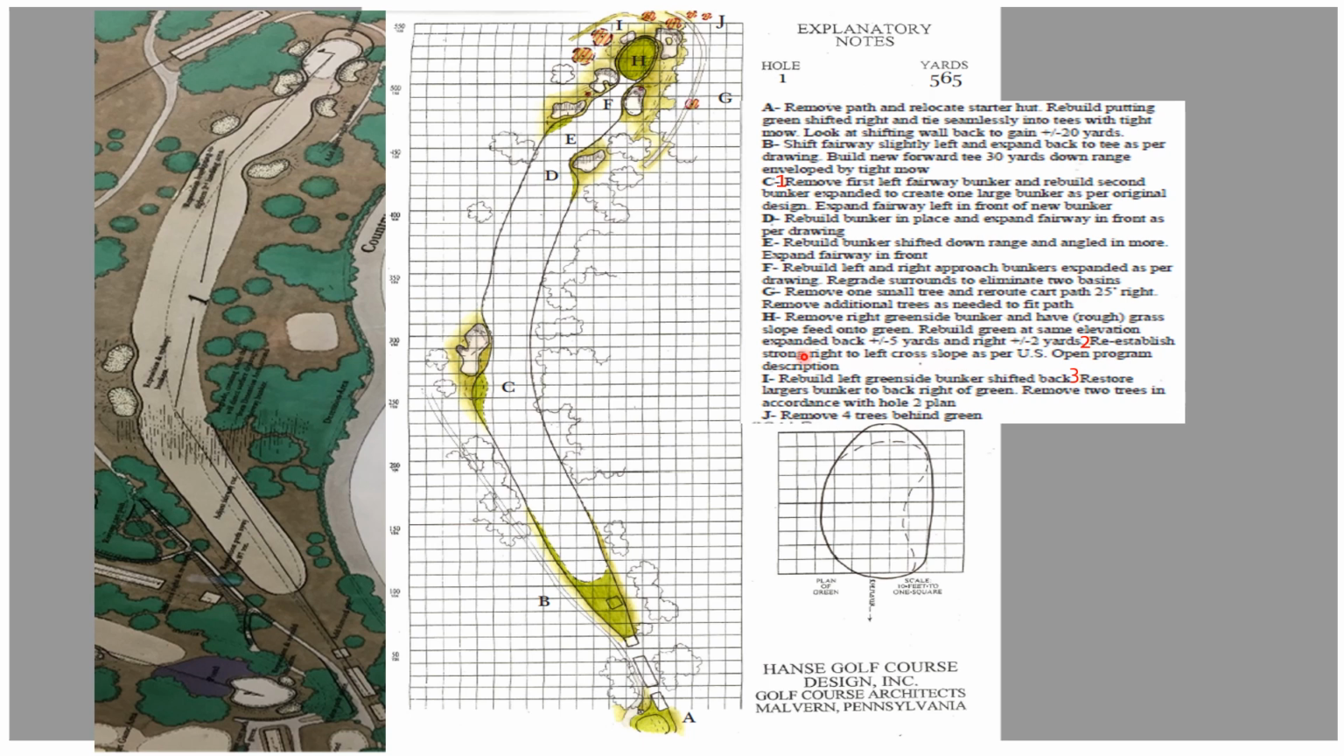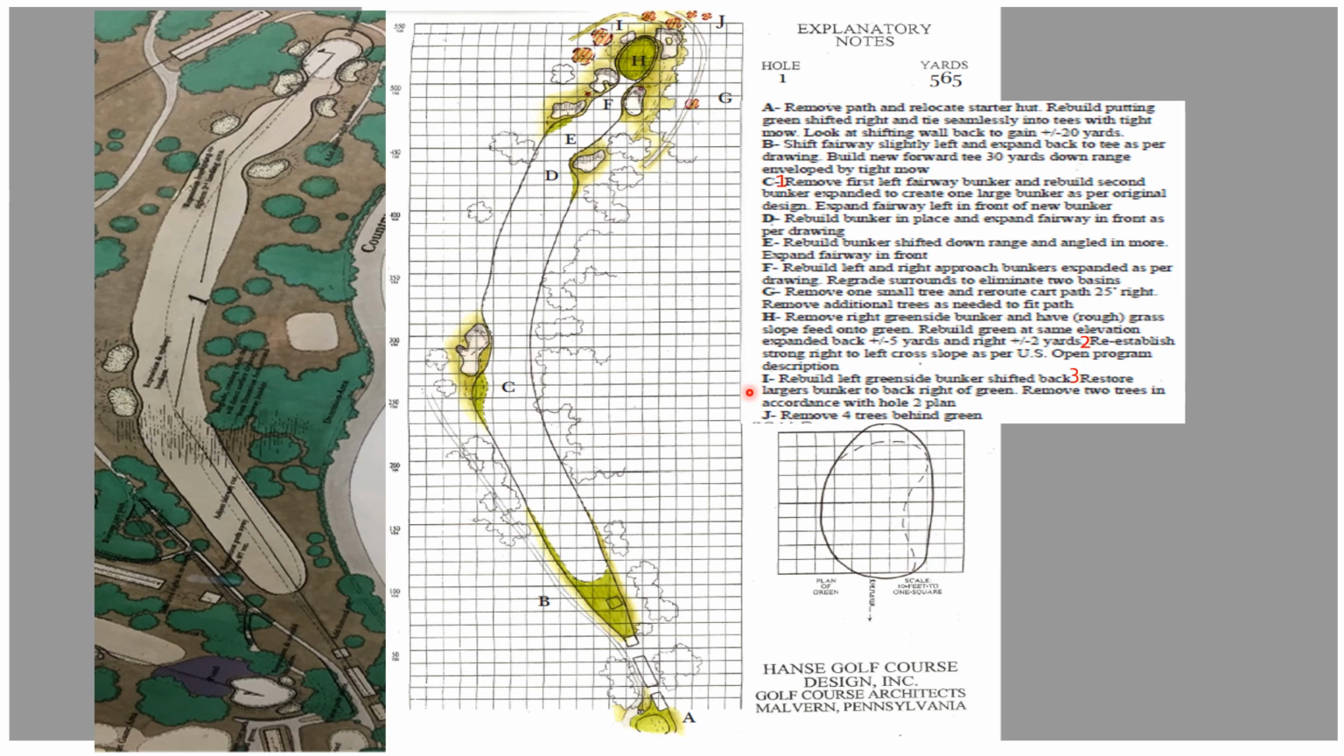Reestablish. Here's number 2. Reestablish strong right to left cross slope as per U.S. Open program description. So again, to fit this green a little bit more naturally into the lay of the land. The lay of the land is strongly right to left. So this green will move more right to left, like the original Maxwell green.